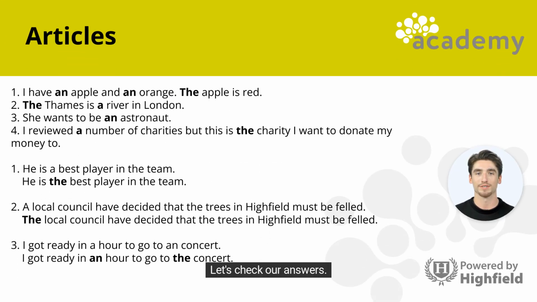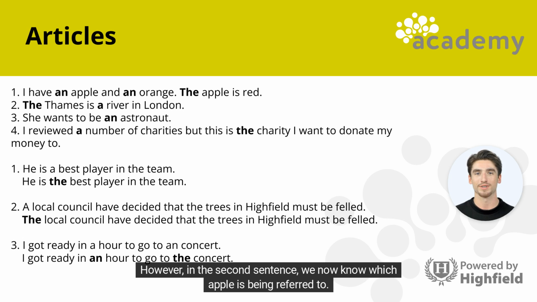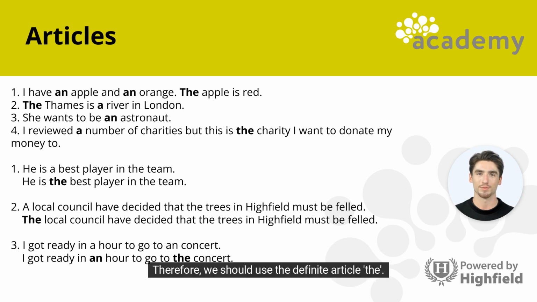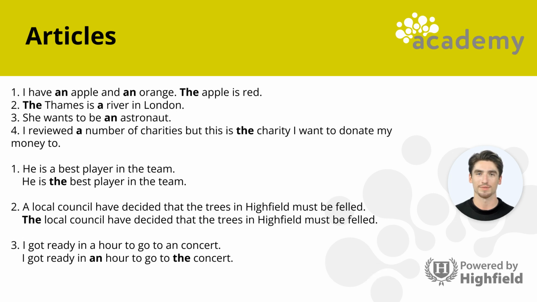Let's check our answers. I have an apple and an orange. The apple is red. An should be used for both apple and orange. Both apple and orange begin with vowel sounds. However, in the second sentence, we now know which apple is being referred to. Therefore, we should use the definite article the.